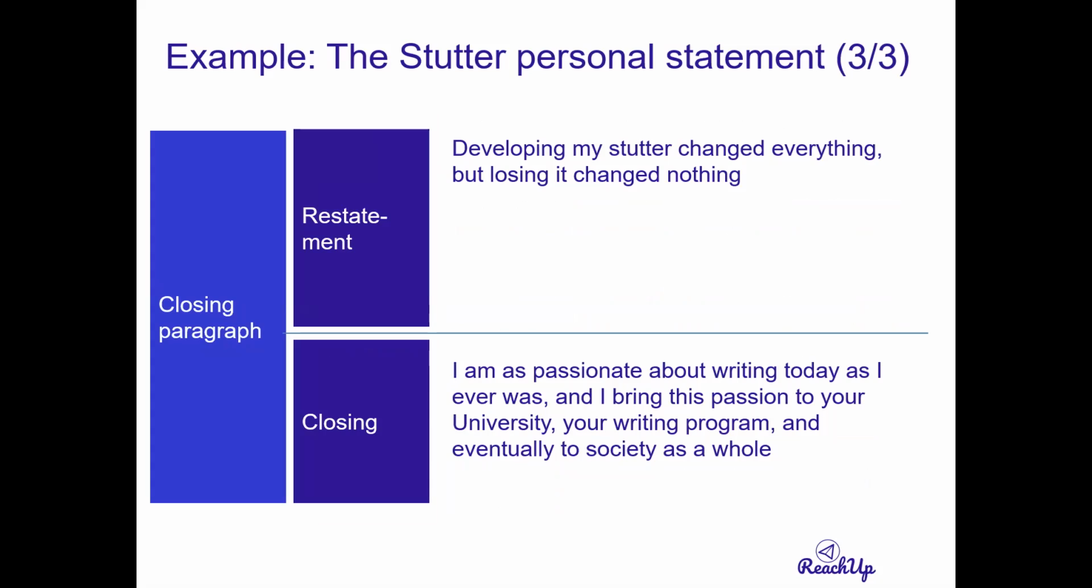In the closing paragraph, the applicant just restates and says that developing the stutter changed everything, but losing it changed nothing. Meaning that because he developed his stutter, he fell in love with writing. But once he overcame the stutter, he was still in love with writing. And then he closes off the entire personal statement by saying, I'm as passionate about writing today as I ever was. And I bring this passion to your university, your writing program, and eventually to society as a whole. So it's kind of a forward-looking statement.